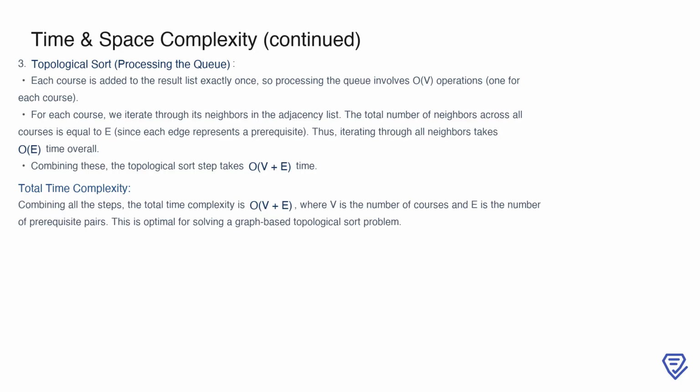Additionally, for each course, we iterate through its neighbors in the adjacency list to update their in-degrees. The total number of edges, or prerequisites, determines how many times this iteration occurs across all courses. Since there are E edges in the graph, iterating through all neighbors takes O(E) time. Combining these two components, the topological sort process has a time complexity of O(V + E). When we sum up all the steps, building the graph, initializing the queue, and performing the topological sort, the overall time complexity of the algorithm is O(V + E). This is optimal for solving a graph-based topological sort problem.